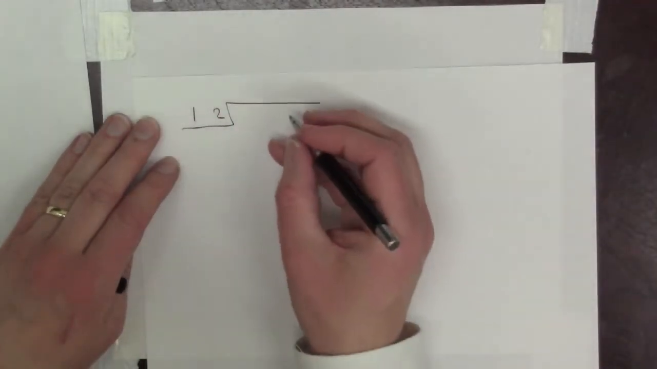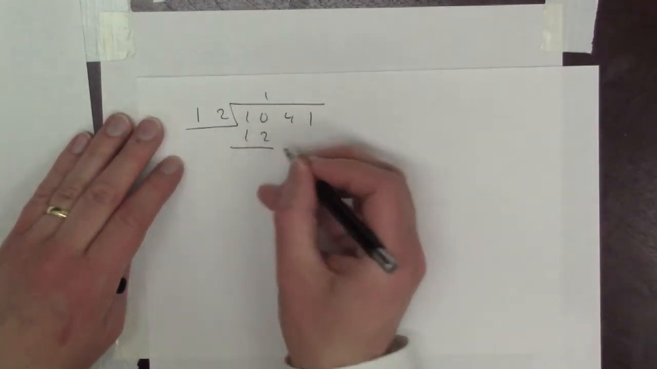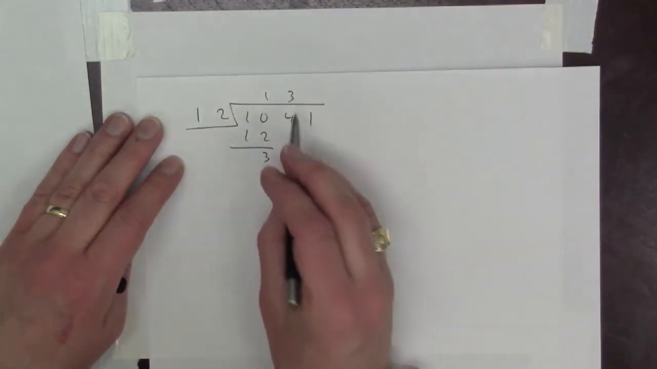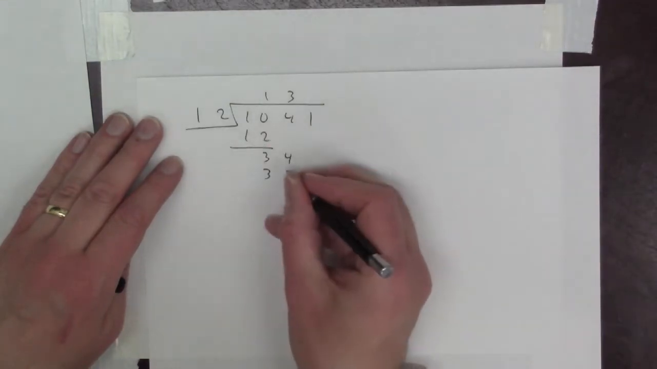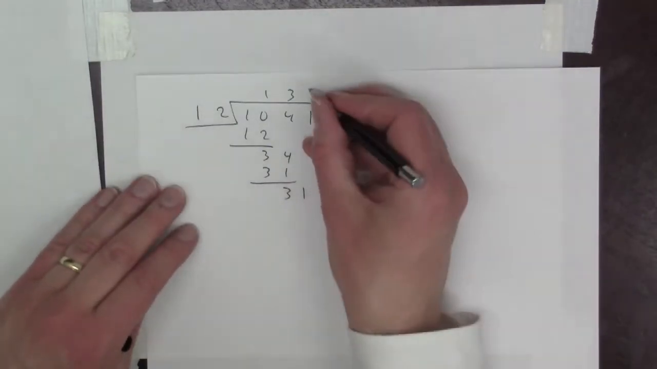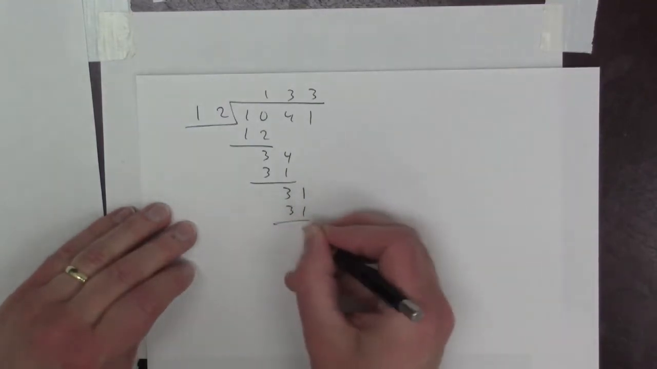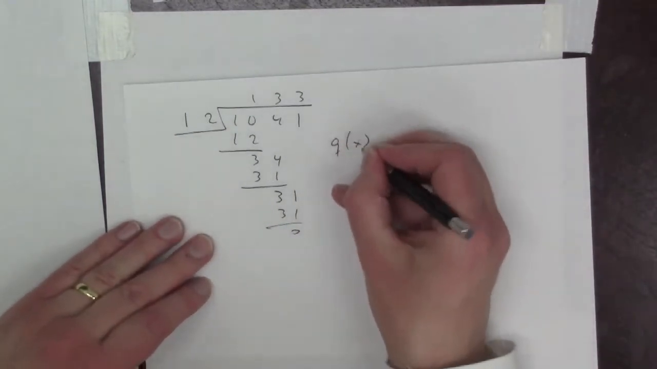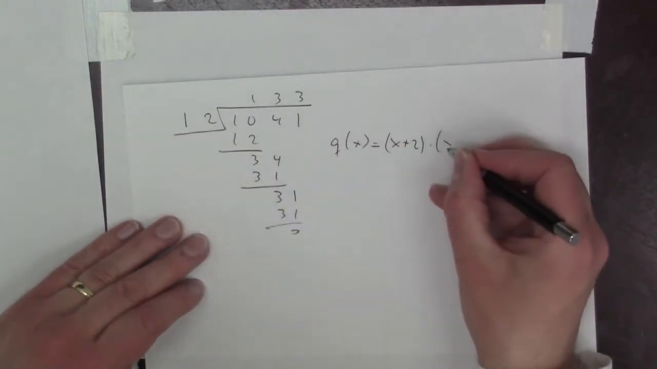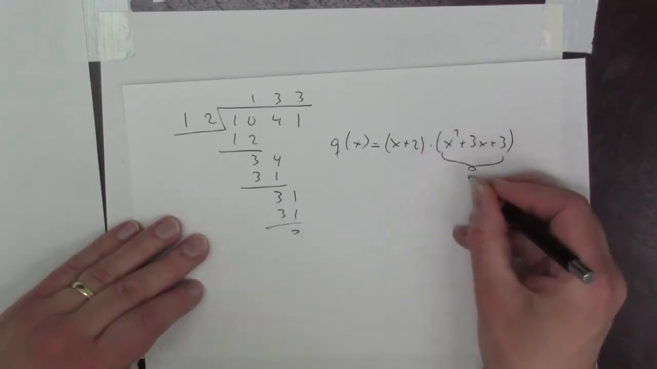1, 2, 0, 4, 1. Goes 1 time here, divide, I get 3, bring down that 4 here, and then multiply by 3. 3 times 1 is 3, 3 times 2 is 1, subtract, I get 3, bring down that 1, multiply by 3 again, I get 3, 1, good. So q of x is x plus 2 times x squared plus 3x plus 3, equal to r of x.